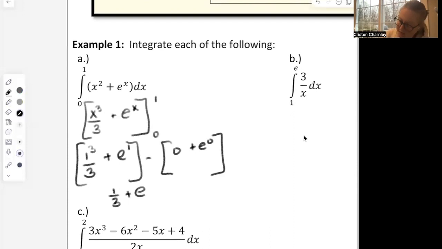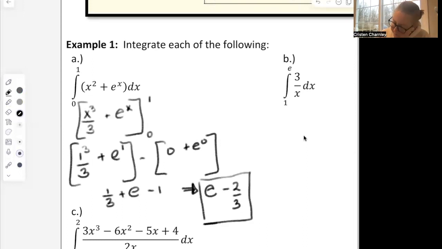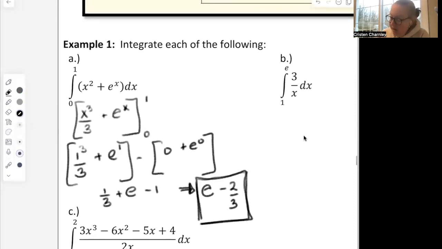minus e to the 0. This is going to be a 1 minus 1. So 1/3 minus 1, we have e minus 2/3. There we go. There's our solution. I don't need a decimal equivalent. Again, e is always more precise than having that decimal in there. Good. Letter B.